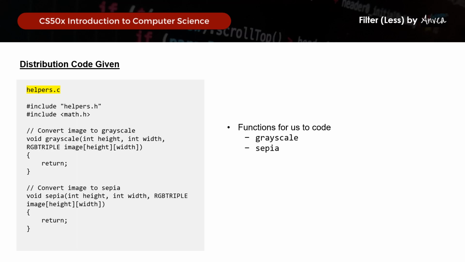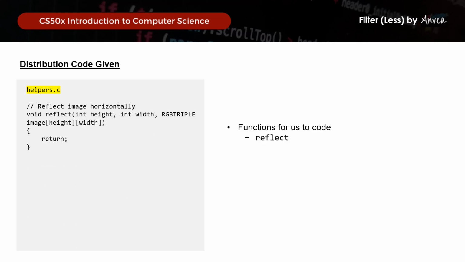Next, for helpers.c, it shows the sections for us to write each function. So for this section, there is grayscale and sepia for us to input. And for the next part, it will be reflect and blur. So these are the 4 functions for us to code. Now, grayscale and sepia is actually more straightforward, so I'll go through this a bit quicker, as we'll be spending more time on reflect and blur.